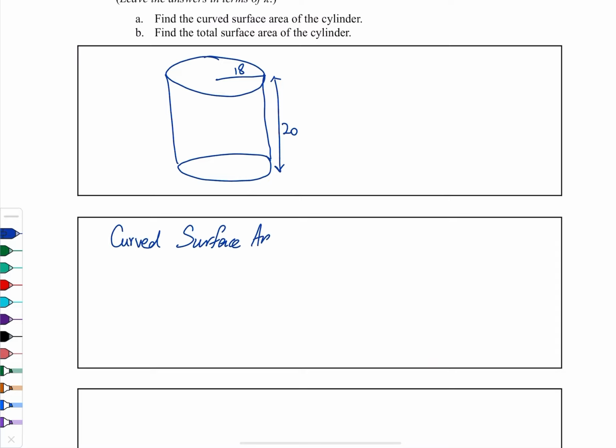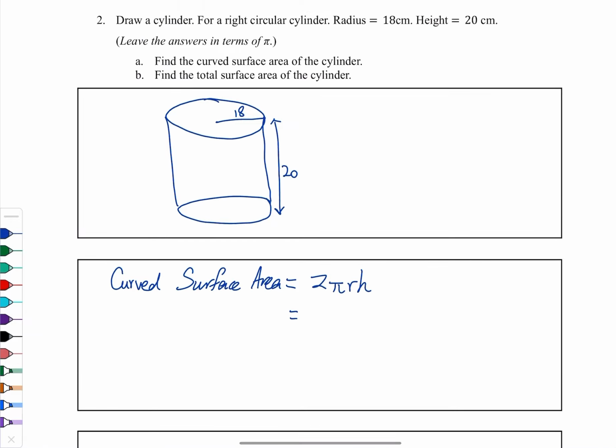Curved surface area will be, if you still remember, 2 pi r h. So what's our radius? What is our everything? So 2 pi, radius is 18, height is 20. So you find your answer, 2 times 18 times 20. You can get that as 720 pi cm square. If the question gives you meter, then you write m square. But now they give you cm, so you write cm square. That's your curved surface area. And then how about the total surface area?